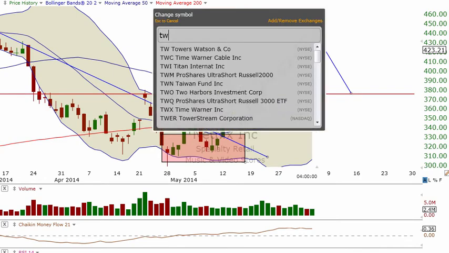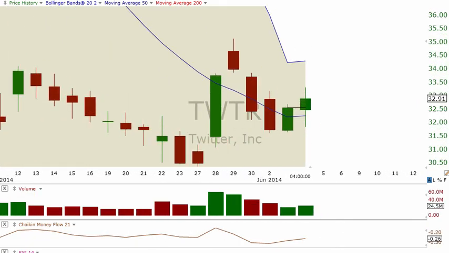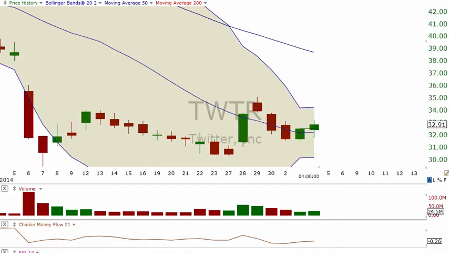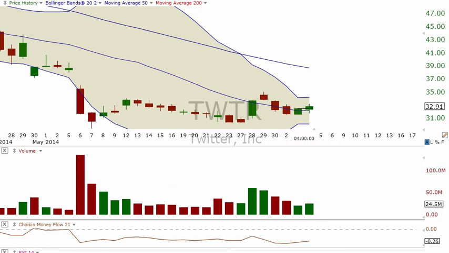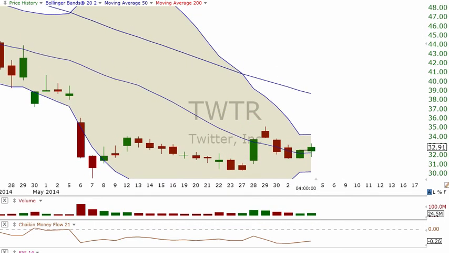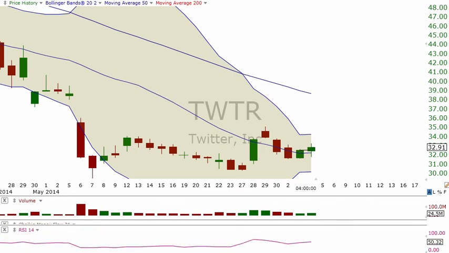Okay, look at Twitter. 50-day moving average, middle Bollinger Band broken. Double bottom here. You have a low, higher low, and now you're over the middle Bollinger Band. What's going to happen to Twitter? You have increased volume off the bottom. Your chalk and money flow is heading to the upside. Your relative strength index is at 50 and heading up. What's going to happen? It's almost as easy as that.